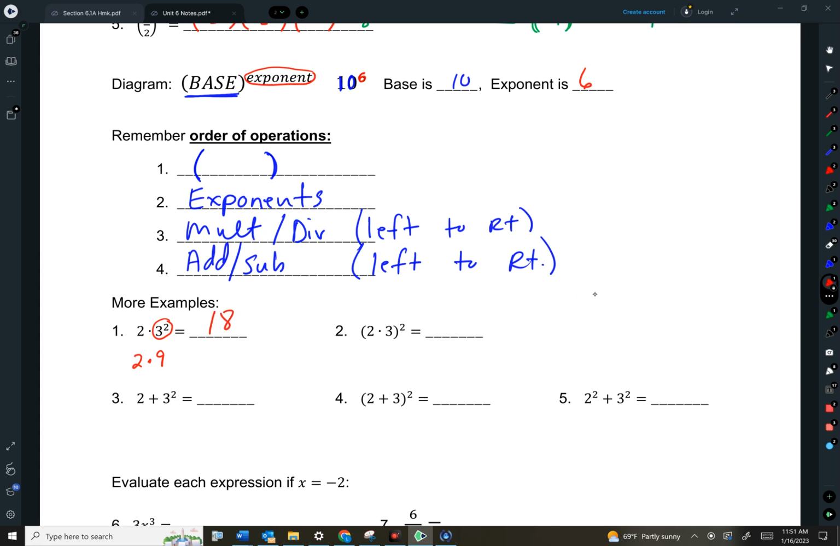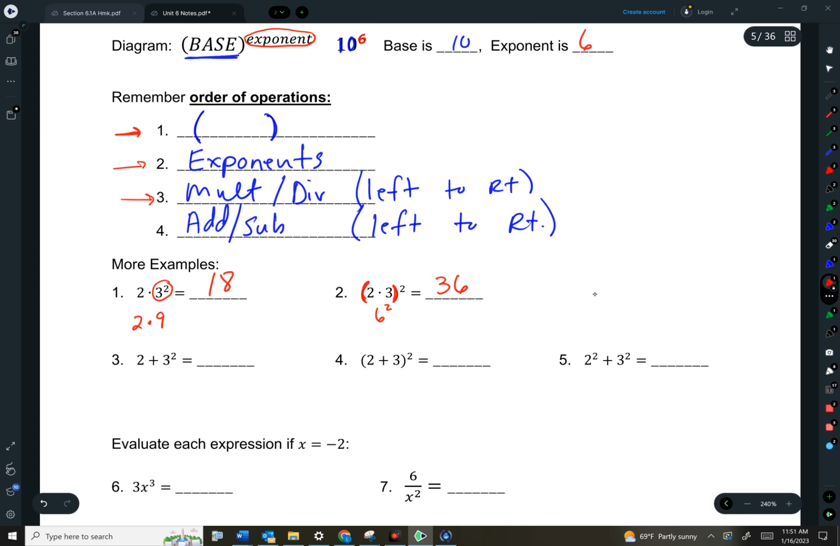Okay, go over to number 2. In this case, I have a parenthesis, so I do what's on the inside of the parentheses. 2 times 3 is 6, but then that parentheses is still being squared, so then I can do my exponent, 36. So even though if you look up at the top, it shows that multiplication comes after exponents, the reason I did the multiplication is because remember the 2 times 3 was inside the parentheses, and parentheses always comes before exponents.